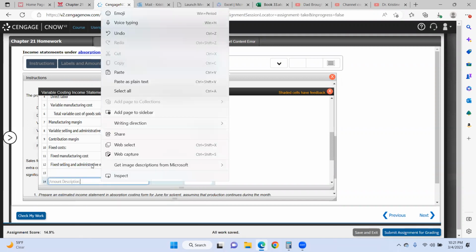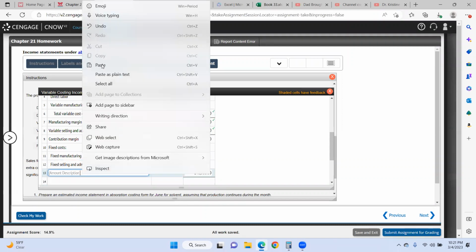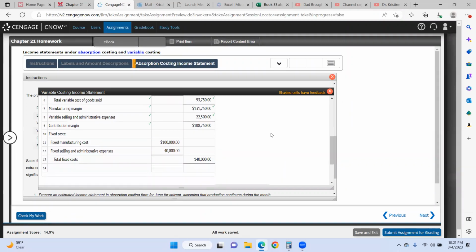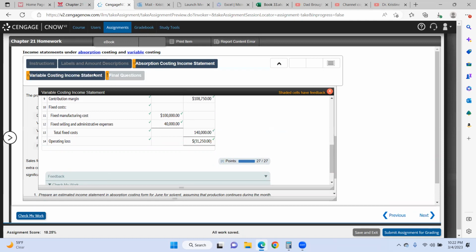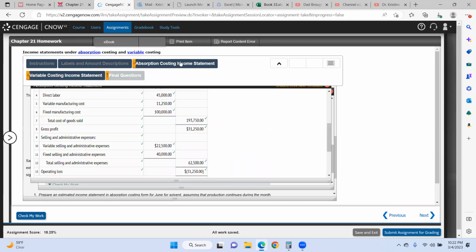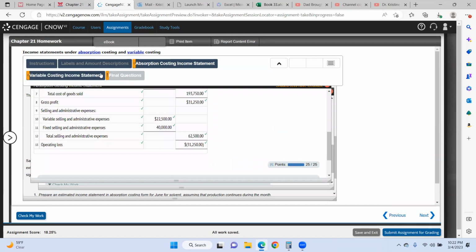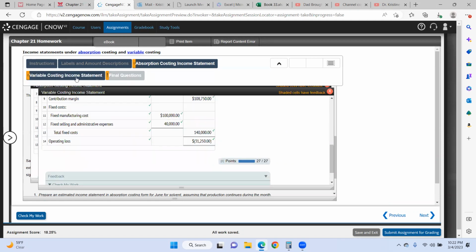I'm just not as fast as everything else is. Okay, and so we're still going to see a loss, and it's going to be negative 31,250, I believe. And this is going to be an operating loss. Okay, excellent. So let's look at the absorption and let's look at the variable income statement. Both of them are showing an operating loss of 31,250.